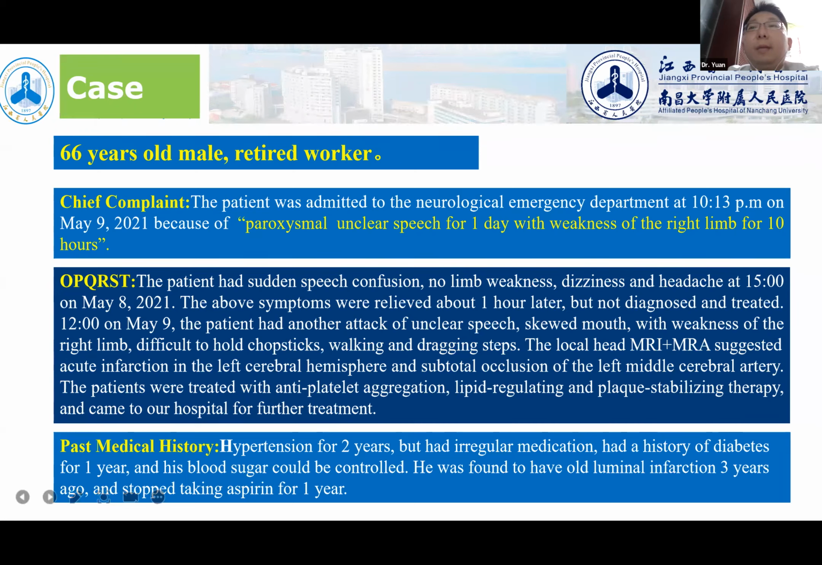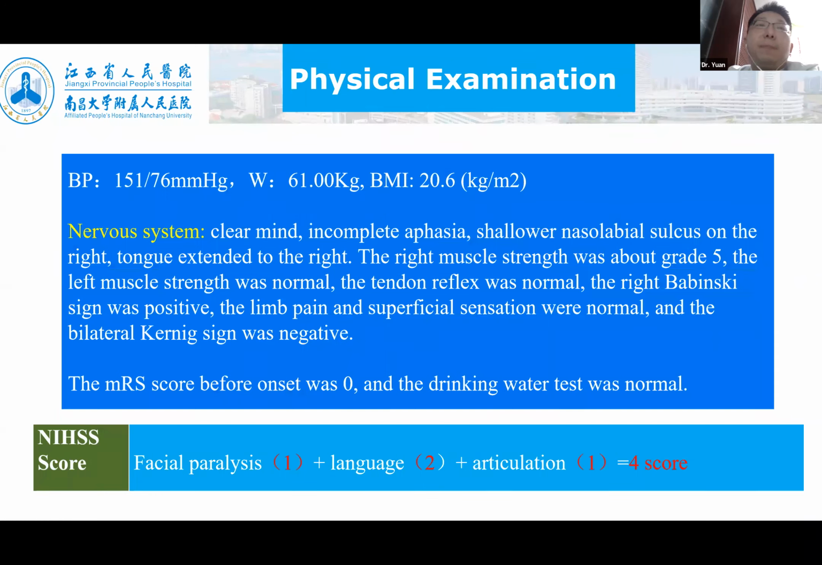The local hospital did MRI and MRA, which suggested acute infarction in the left cerebral hemisphere and subtotal occlusion of the left middle cerebral artery. The patient was treated with antiplatelet aggregation, lipid regulating, and plaque stabilization therapy, and came to our hospital for further treatment. Now let's see the physical examination.